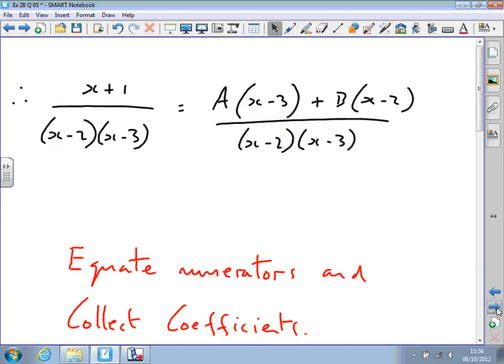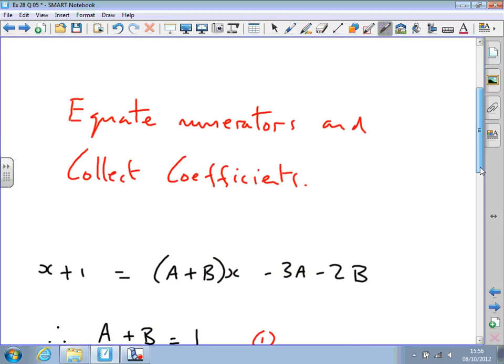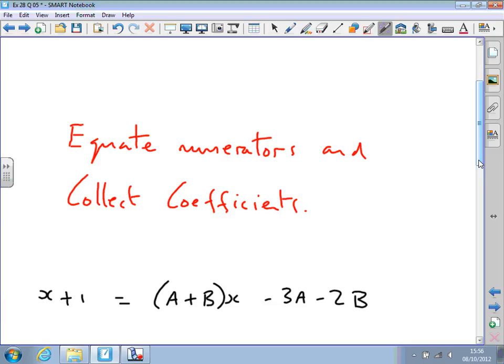What I've done is I've recombined the right hand side, the usual method: a times (x minus 3) plus b times (x minus 2) all over (x minus 2)(x minus 3). Now equate numerators and collect coefficients. So see if you can carry on from there. So what have I done? x plus 1, which is the numerator on the left hand side, equals (a plus b) lots of x minus 3a minus 2b.